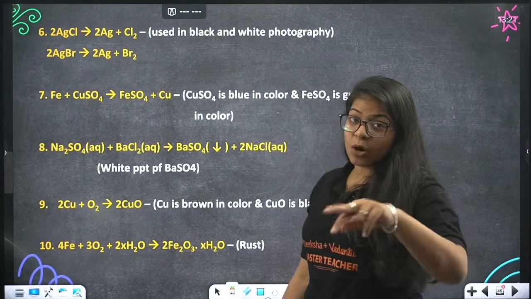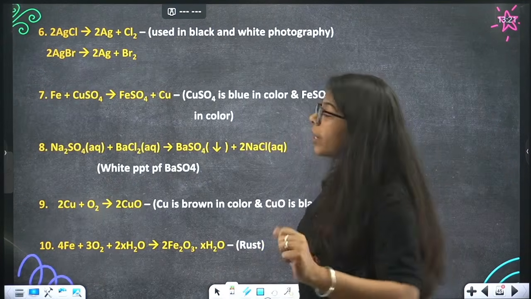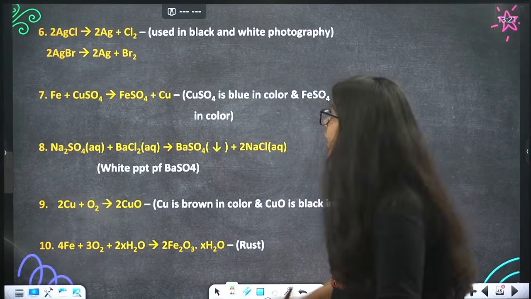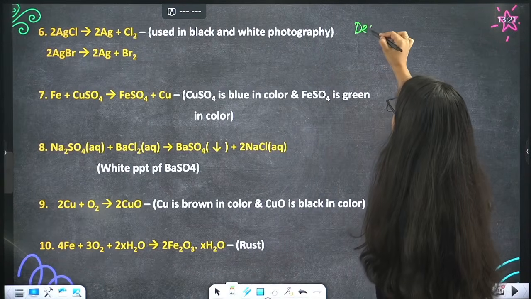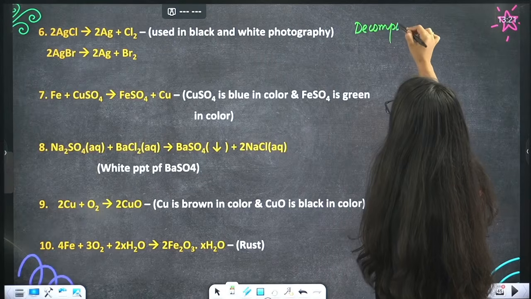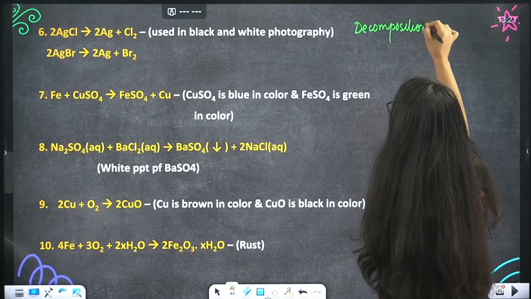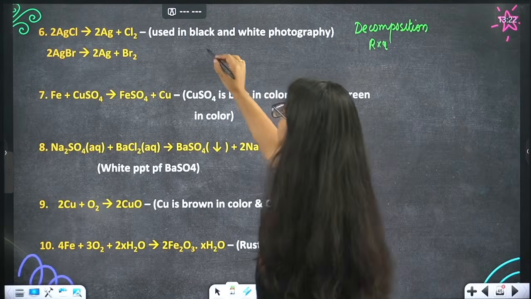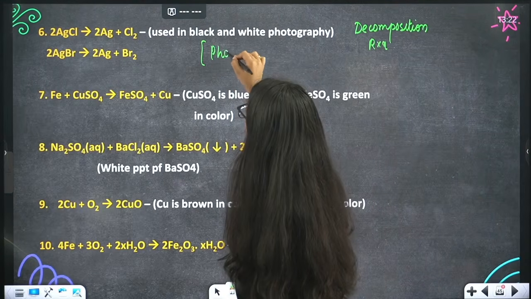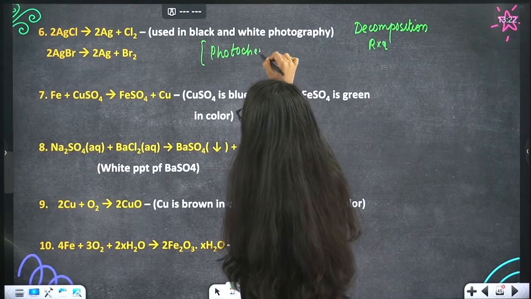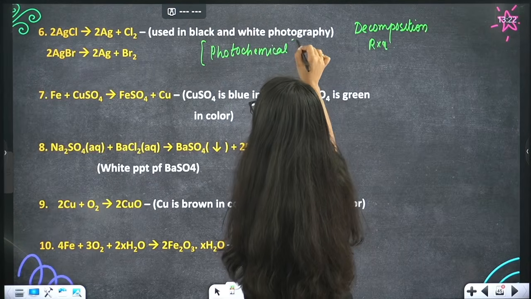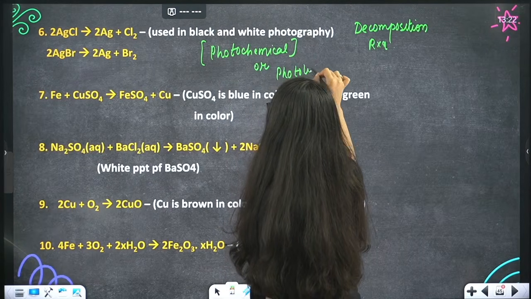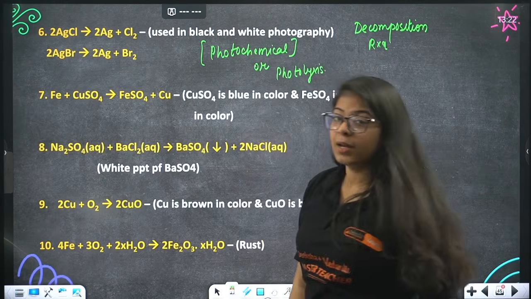AgCl breaking down into Ag plus Cl2, or AgBr breaking down into Ag plus Br2. What is this? Again, decomposition reaction. And which decomposition reaction is this? Ma'am, this is actually photochemical decomposition, or we also call it photolysis.